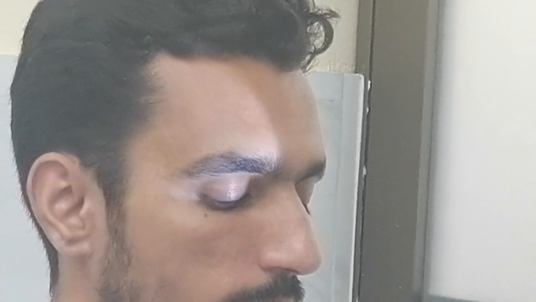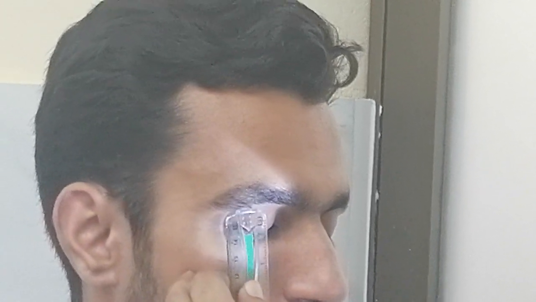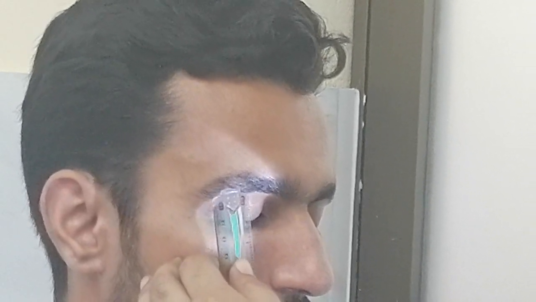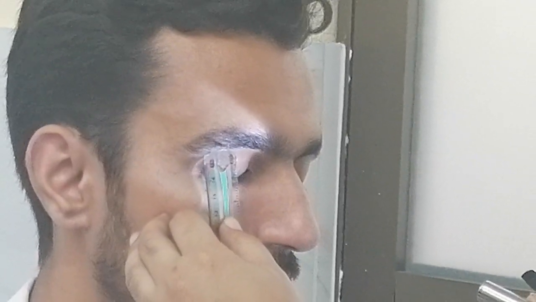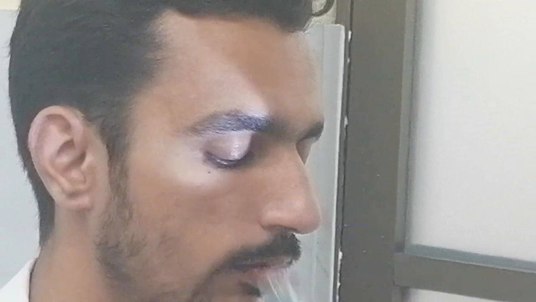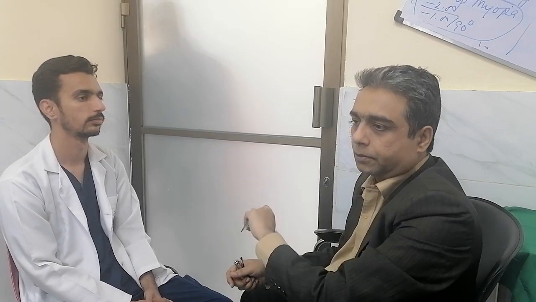With the same method, I have placed 0 at the upper eyelid crease, and I am checking the distance between upper eyelid crease to the upper eyelid margin. When I am looking down, I am checking the distance between the upper eyelid crease and upper eyelid margin. Got it? It is also between 10 to 12 millimeter, and same in the other eye also.